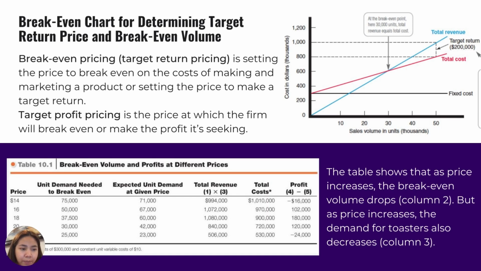Next is the break-even chart for determining target return price and break-even volume. Break-even pricing is setting the price to break even on the cost of making and marketing a product, or setting the price to make the target return. Target profit pricing is the price at which the firm will break even or make the profit it is seeking. The first figure shows a break-even chart, the tool the manufacturer discussed. The table shows that as the price increases, the break-even volume drops, but as the price increases, the demand for toasters also decreases.